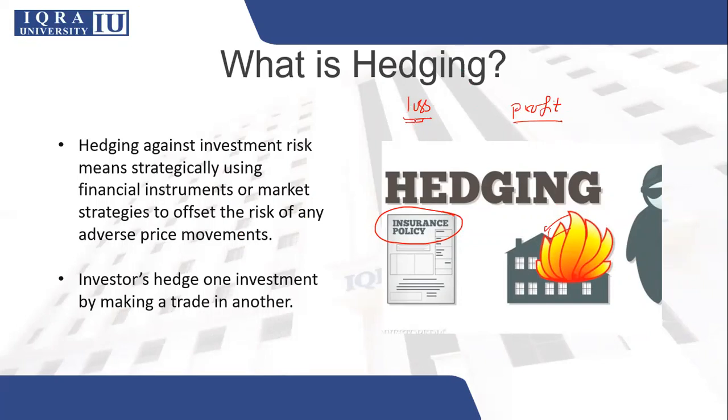But the opposite will also hold true. So if there will be extra profit, then that will be covered by a loss that the other instrument is going to give to you. So basically, investors hedge one instrument by making a trade in another. And in this case, we're going to use the example of futures. So this will become more clear after you go through this example.